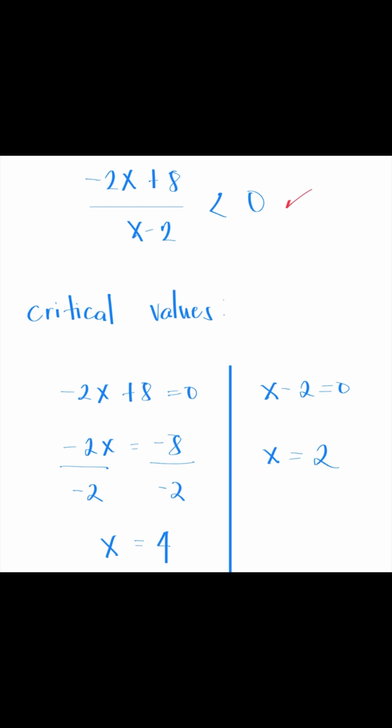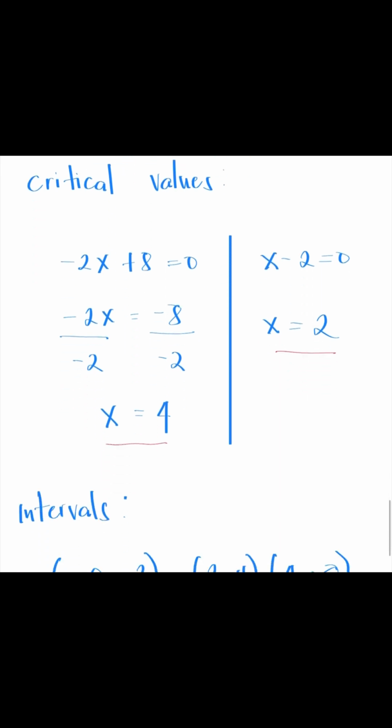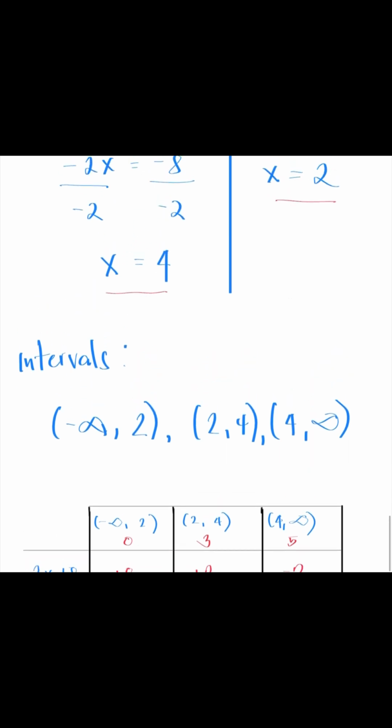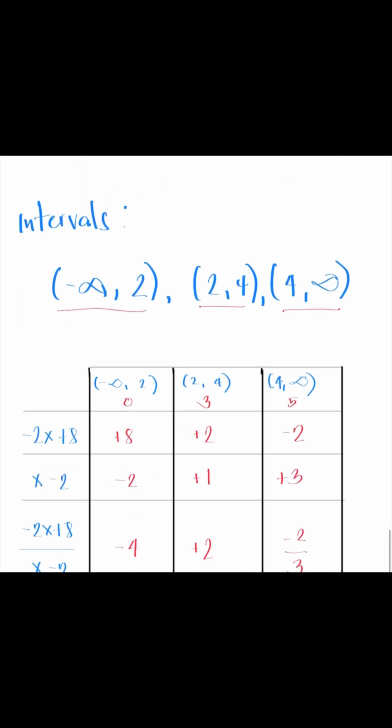And the denominator x minus 2 equated to 0. And solving for x, that is now x equal to 2. These are the critical values. In interval form, that is now equal to from negative infinity to positive 2, from positive 2 to positive 4, and from positive 4 to positive infinity. Now, let's make a table.